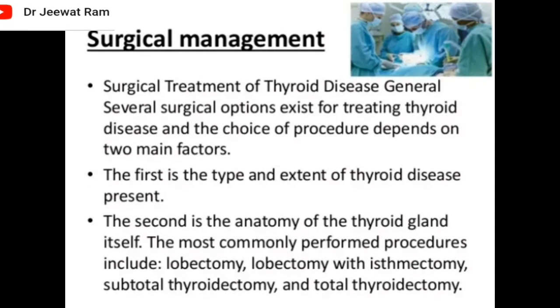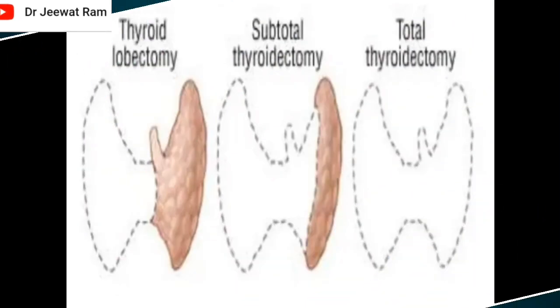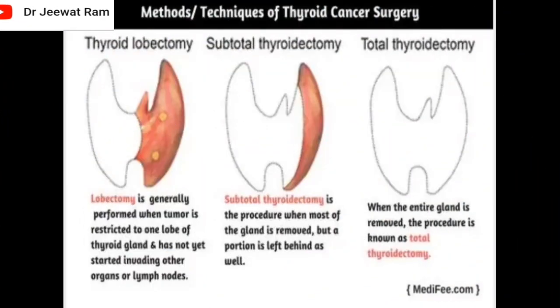Surgical management. Surgical management of thyroid disease. Several surgical options exist for treating thyroid disease, and the choice of procedure depends on two main factors. The first is the type and extent of thyroid disease present. The second is the anatomy of the thyroid gland itself. The most commonly performed procedures include lobectomy, lobectomy with isthmectomy, subtotal thyroidectomy, and total thyroidectomy. Methods or techniques of thyroid cancer surgery: thyroid lobectomy, subtotal thyroidectomy, total thyroidectomy.